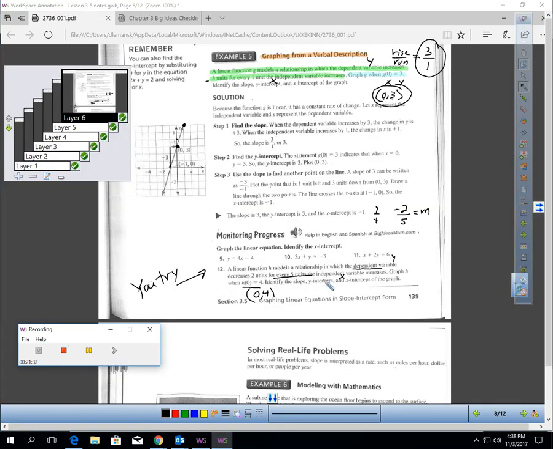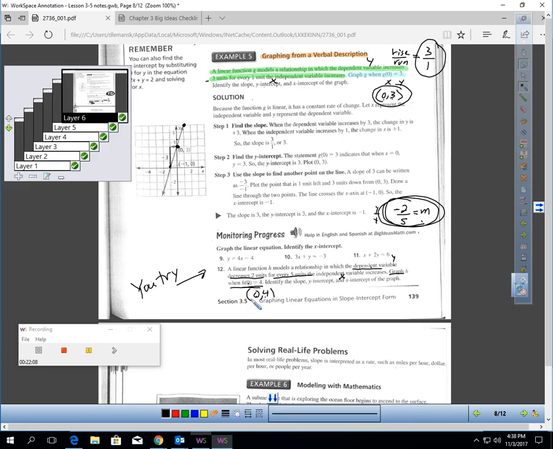And for this last question, they said that the linear function h models a relationship in which the dependent variable decreases 2 units for every 5 units the independent variable increases. Now dependent is y, the rise, so the rise is negative 2, decreases 2, and the run, x, is 5. There's the slope of this problem. And graph h when h of 0 equals 4. That means if you plug in 0 for x, y is a 4.